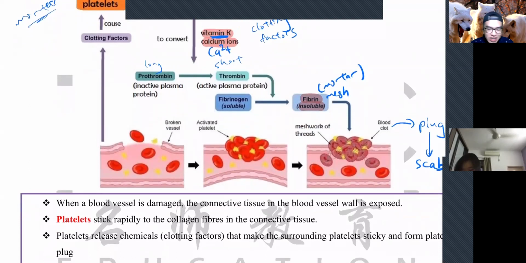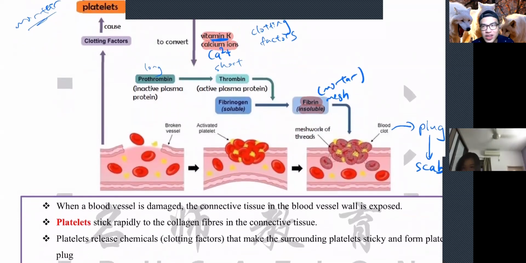There's a question here. Students actually ask me, sir, how would they know? How would this clotting factor know when you are bleeding? You don't have eyes or CCTV inside your blood vessels, isn't it? Very good question.